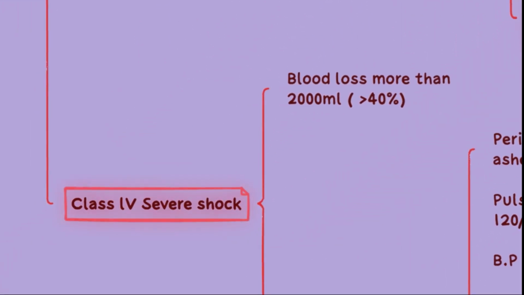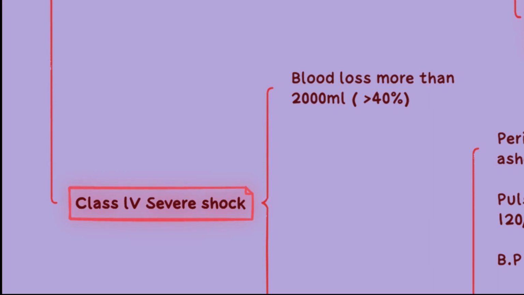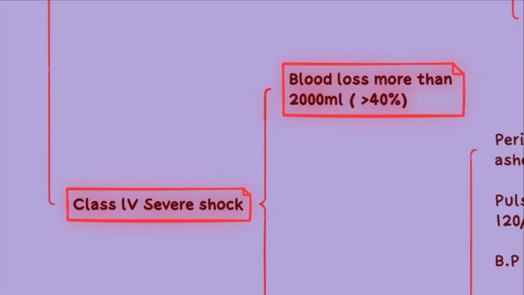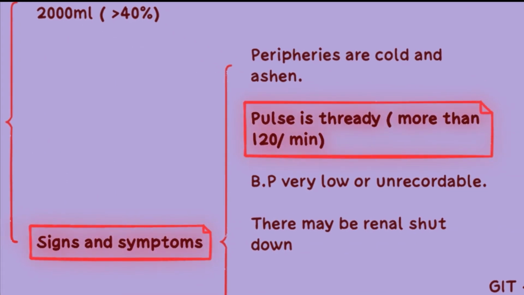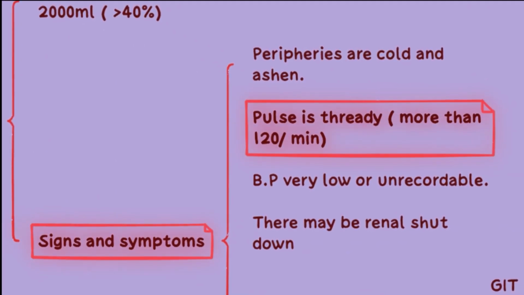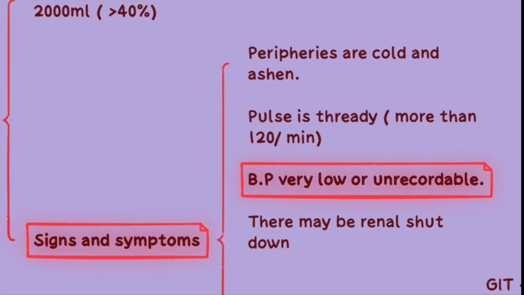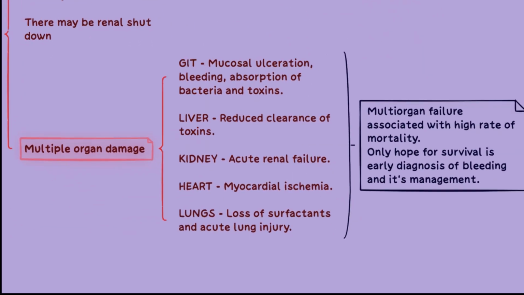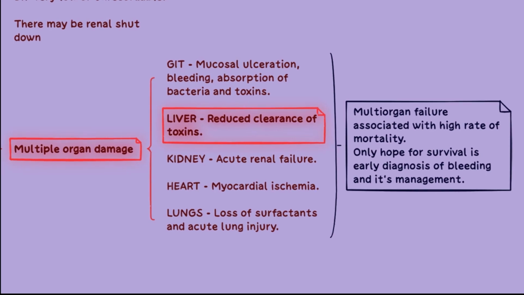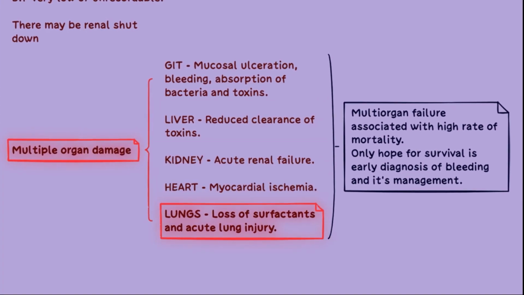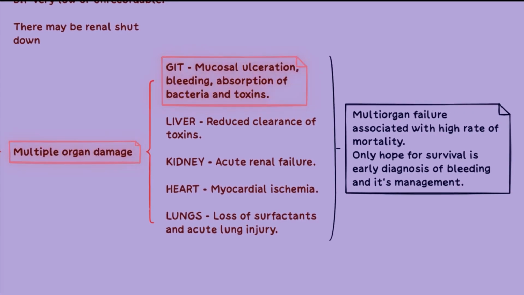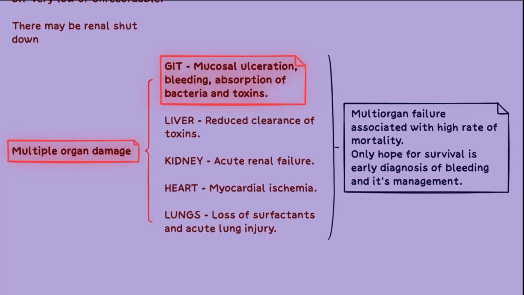Lastly, stage 4, or severe shock, is seen when blood loss accounts for more than 40% of blood volume. Thready pulse with a rate of more than 120 per minute, extremely low BP, and ashen peripheries are observed. Vital organs such as the liver, kidneys, heart, lungs, and GI system may shut down or get irreparably damaged, which is the most common cause of death.